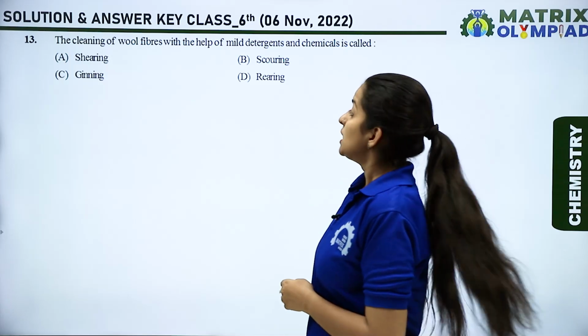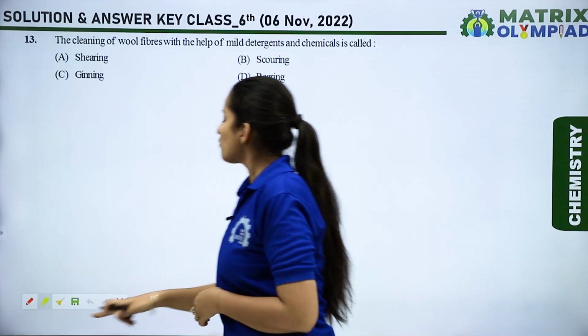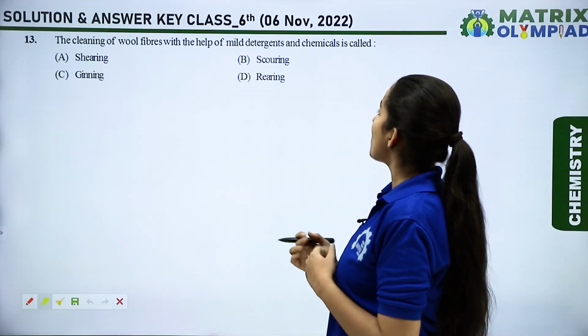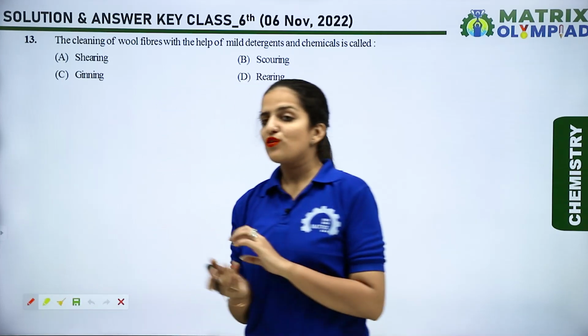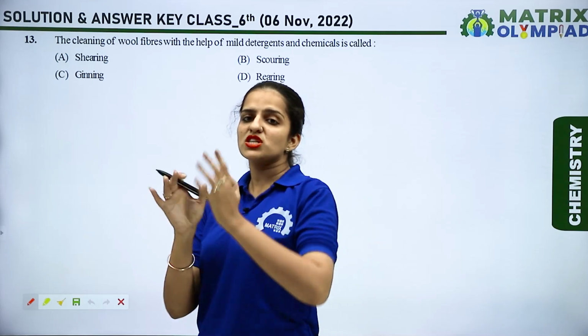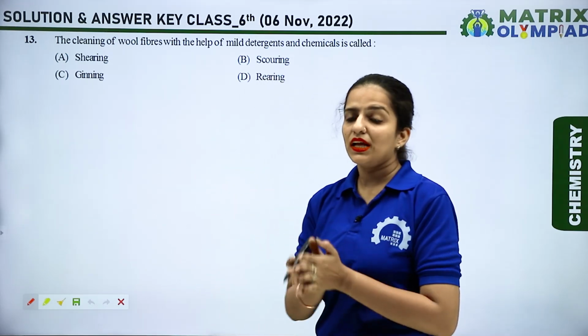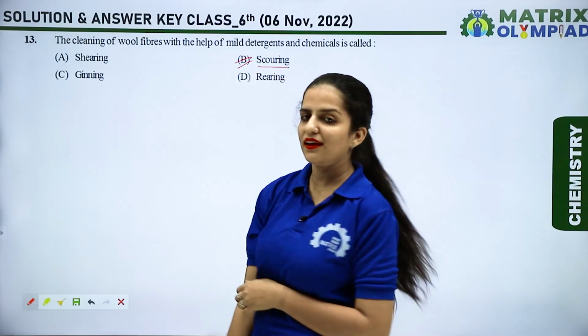Next question. The cleaning of wool fibers with the help of mild detergents and chemicals is called what? First of all, shearing is done, the removal of fleece, then the fleece is washed with mild detergents to clean it. This process is known as scouring. So option B is correct here.